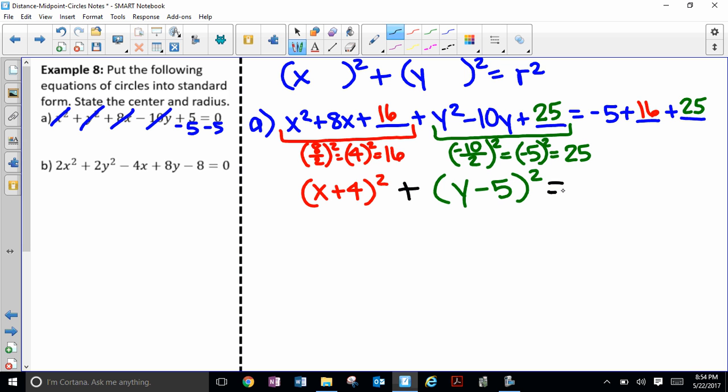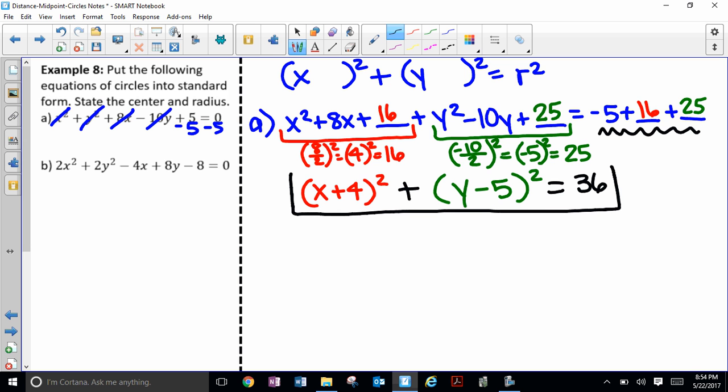All right. Then go ahead and just add this stuff up. So negative 5 plus 16 plus 25 is 36. So this is the standard equation. You took it from this original form, which you couldn't tell the radius and the center from, and turned it into the form that it's supposed to be in, 2 parentheses squared equal to a number.